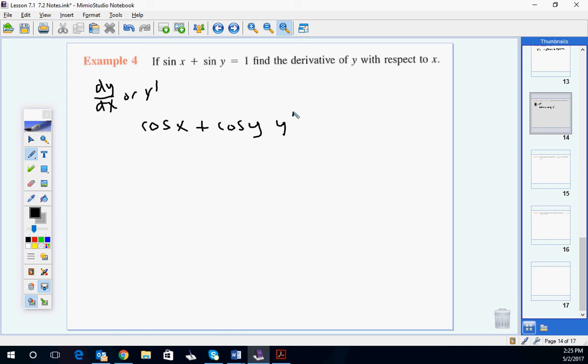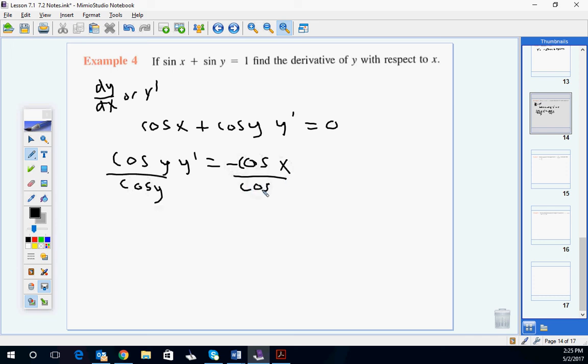And the derivative of the 1 over there is 0. So then essentially, we're going to minus the cos x, and then divide by cos y. Wasn't that bad. And so that's what your y prime is.